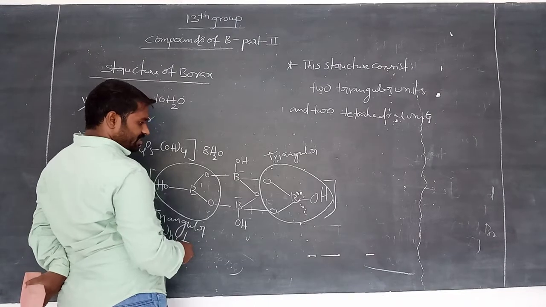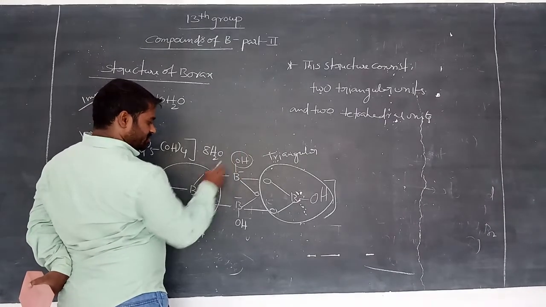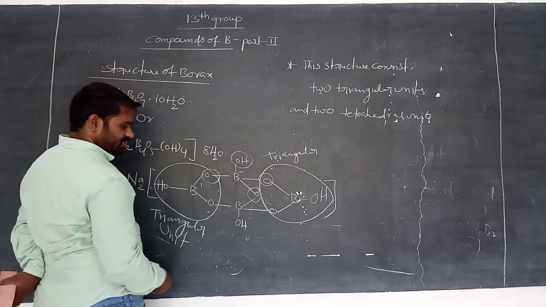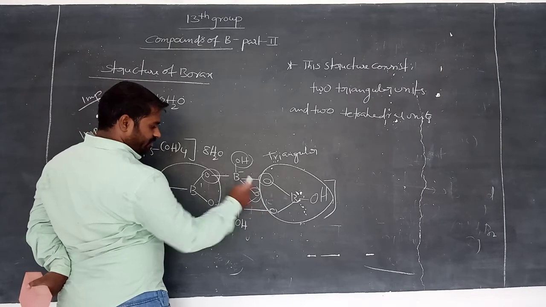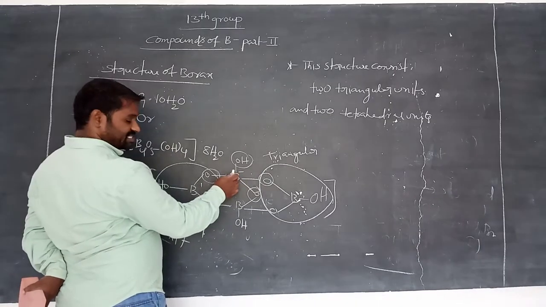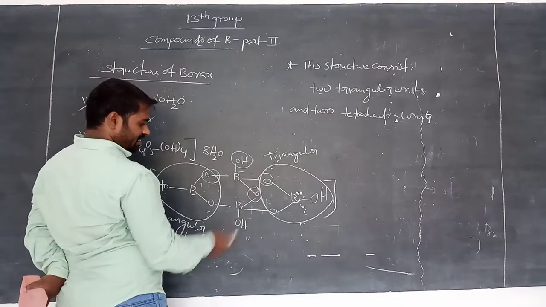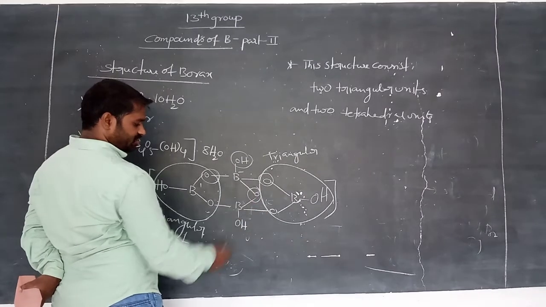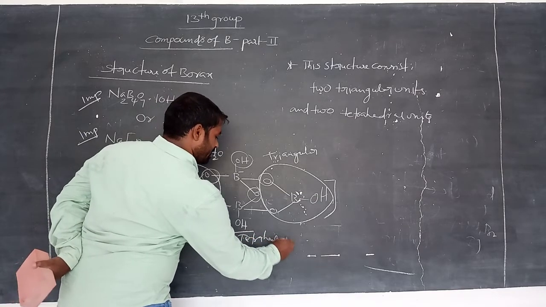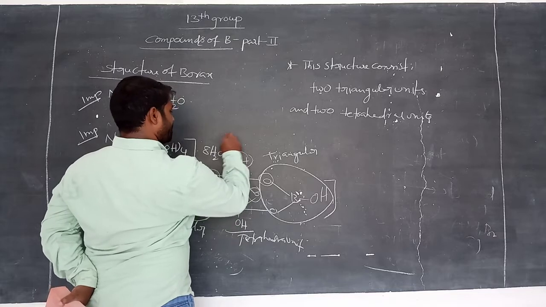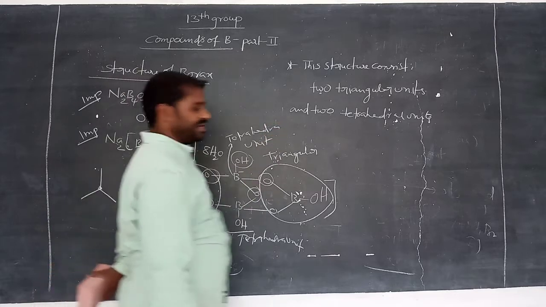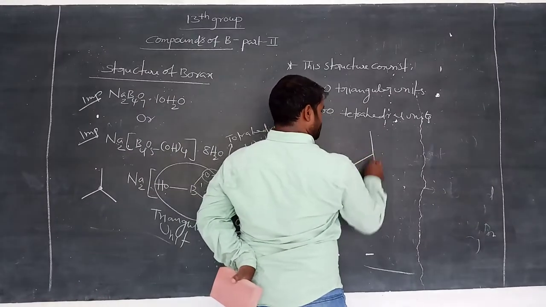What about this one? Around this boron there are 1, 2, 3, 4 bonds. Here also the same, 1, 2, 3, 4. This boron has 4 bonds, 1, 2, 3, 4. This is also 1, 2, 3, 4. These two are called tetrahedral units. This one is also a tetrahedral unit. Tetrahedral unit means this type of arrangement is possible.